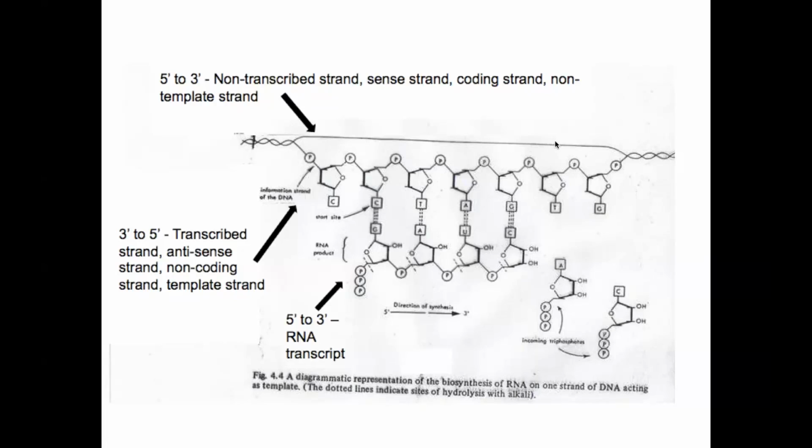So in other words, the transcript itself and the non-template strand in terms of nucleotide sequence are exactly the same, except for the fact that in RNA you have uracil containing nucleotides, and in DNA you have thymine containing nucleotides. But both of them, in terms of their nucleotide sequence and informational content, are essentially the same, except in RNA you have U's, and in DNA you have T's. So that's where these names derive.